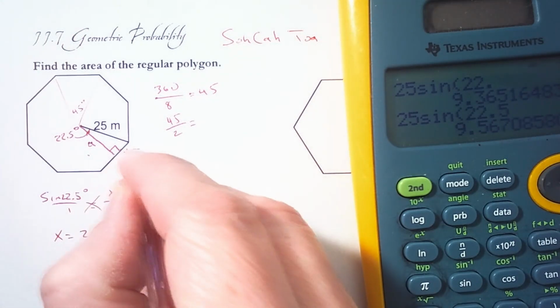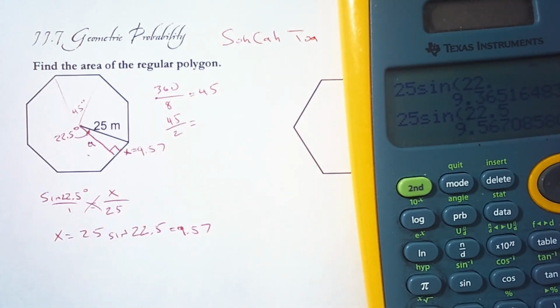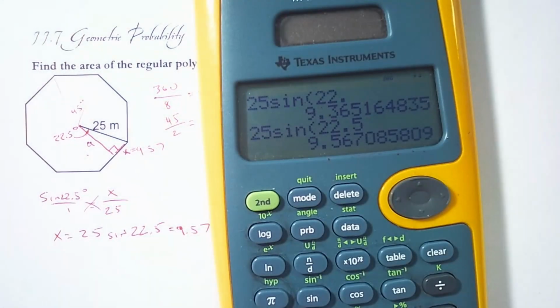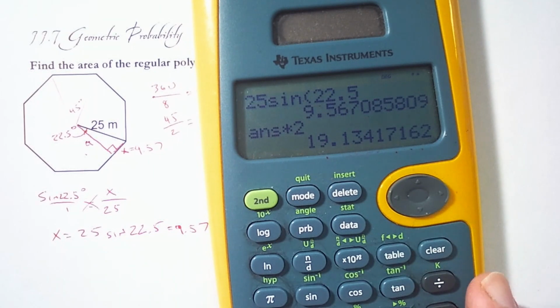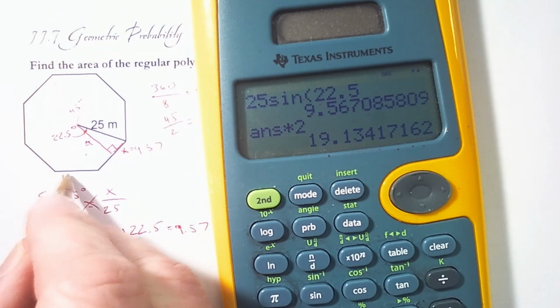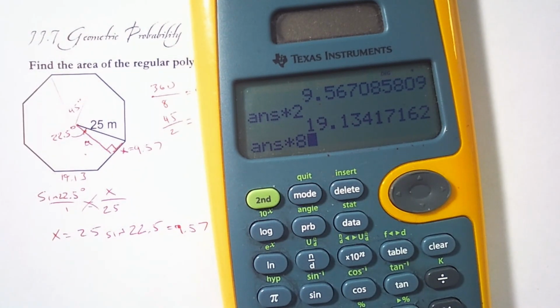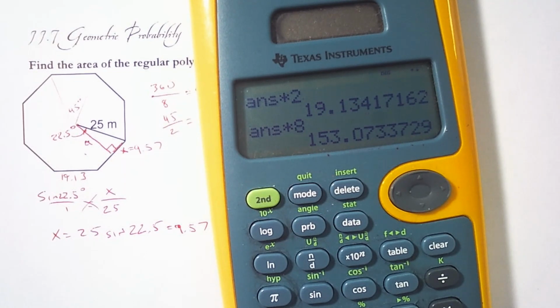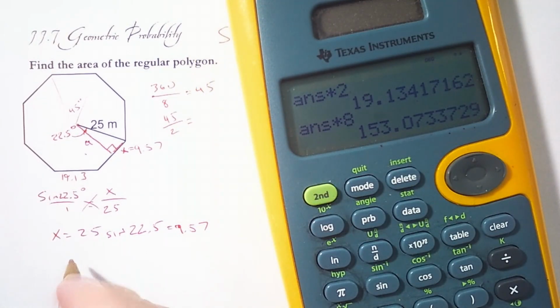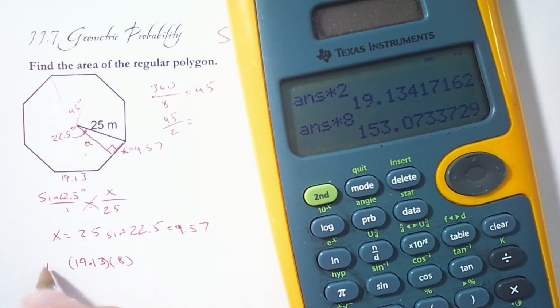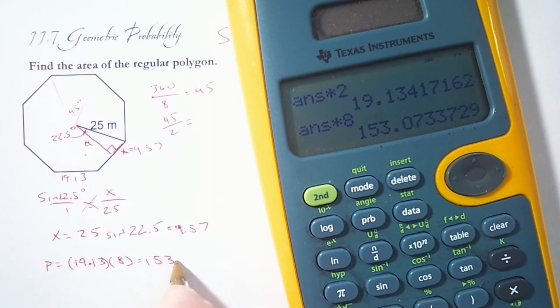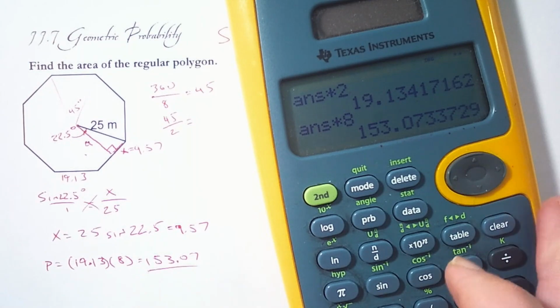Now I can use this to find the perimeter of the figure. If this right here is 9.57, if I double that, I get a side length. So each side is 19.13, and I can multiply that by 8 sides, and I get 153.07. So a side length of 19.13 times 8 sides gives me the perimeter of 153.07. So there's my perimeter.